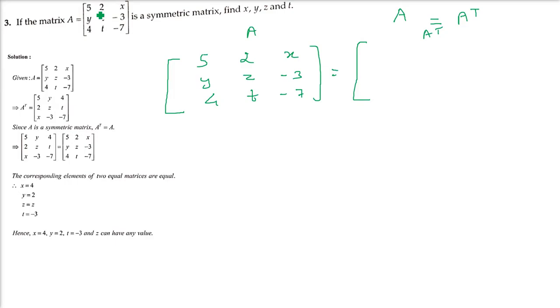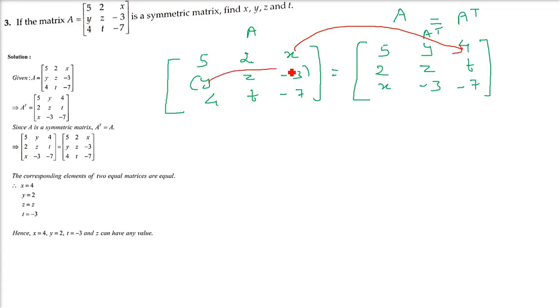So what do you get? I am taking the transpose here. This 5, 2, x becomes a column of 5, 2, x. Then y, z, negative 3, same here, a column y, z, negative 3. 4t, negative 7, this row has to be converted into a column. Now equate. When you equate, what are the values? Let me show you with directions. x is equal to 4 here.